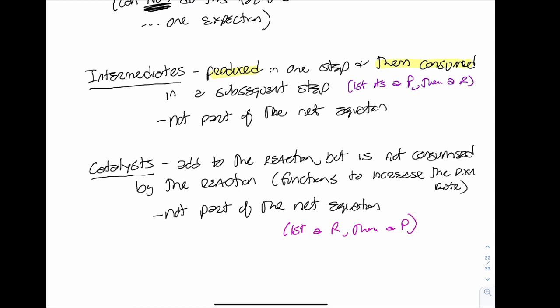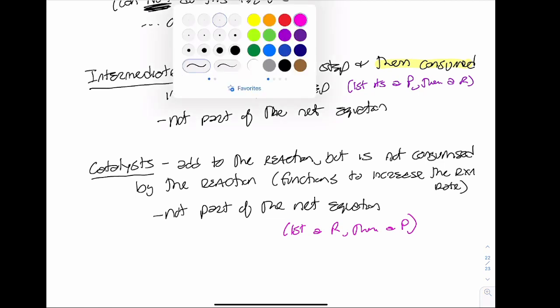Intermediates, we produce and then consume. Both of them get canceled out. Both of them are not part of our net equation.